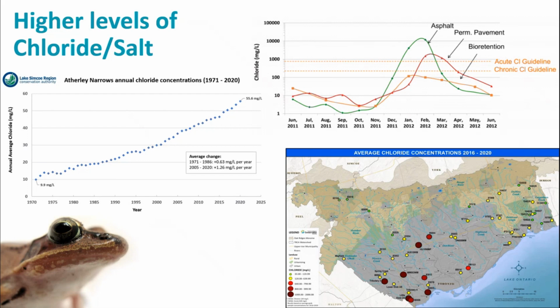It's estimated that by the next century, the average level of chloride within Lake Simcoe watershed will exceed the 120 milligram per liter guideline set by the Canadian Water Quality Guidelines back in 2012, meaning that higher levels of salt are going to be negatively affecting fishing populations, will be impacting tourism, and can be impacting boating and other biodiversity targets in the area.